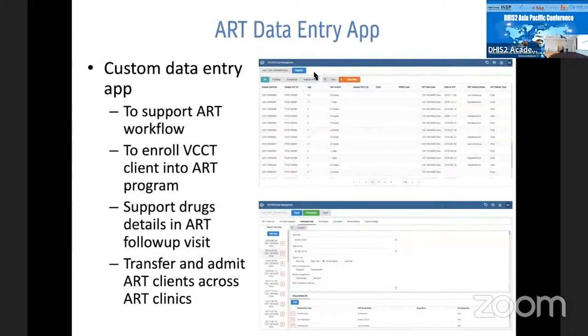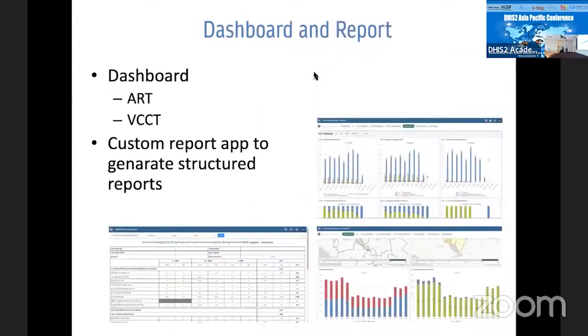Another point is transfer, because an HIV client can transfer from one clinic to another across the ART clinics. Currently we only have public clinics, and in the future we are also thinking about transfers to the private sector. Next slide. For dashboards, this is the dashboard that we have developed. We have dashboards for ART and PCT, and also a custom report app to generate structured reports. These are all samples.